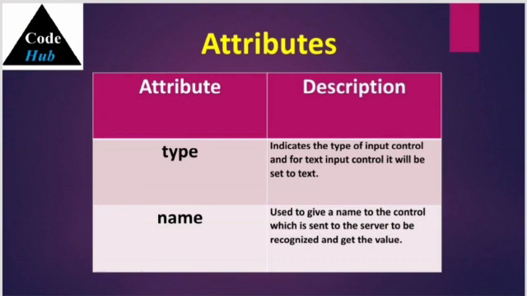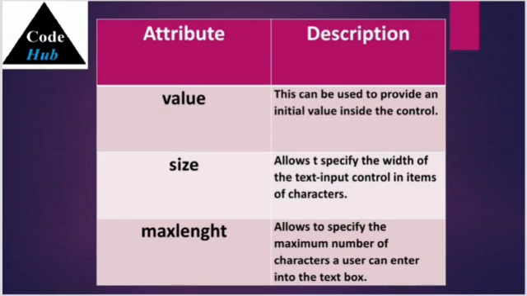Let's know about the attributes. First is type. It indicates the type of input control, and for the text input control, it will be set to text. Second is name, used to give a name to the control which is sent to the server. Third is value, used to provide an initial value for the control. Fourth is size, which allows you to specify the width of the text input control in terms of characters. Fifth is maxlength, which allows you to specify the maximum number of characters a user can enter into the text box.